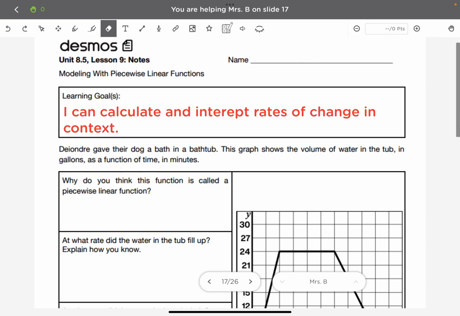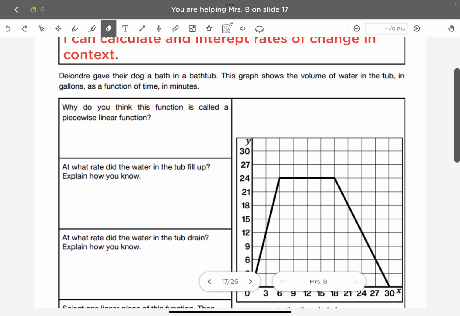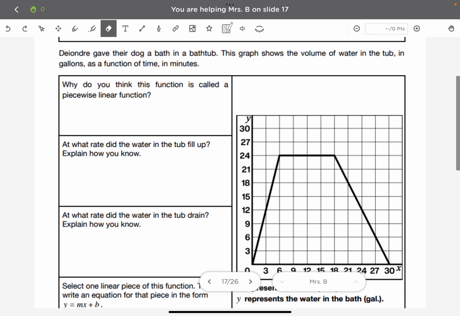Okay, so in our context for today, we're going to be talking about DeAndre, who is giving their dog a bath in a bathtub. This graph shows the volume of water in the tub in gallons as a function of time in minutes. So we know that the two things that we're comparing is our amount or volume of water in the tub measured in gallons, and then our time in minutes.